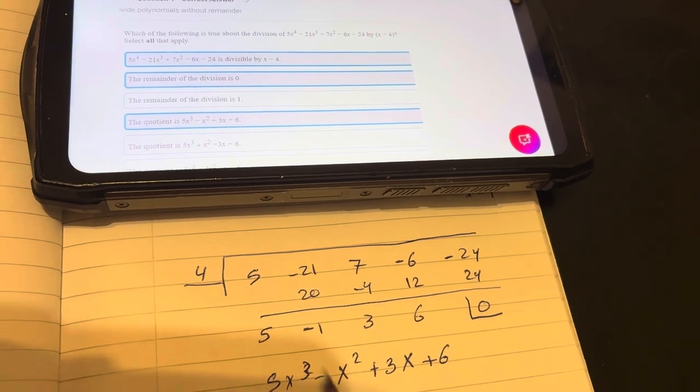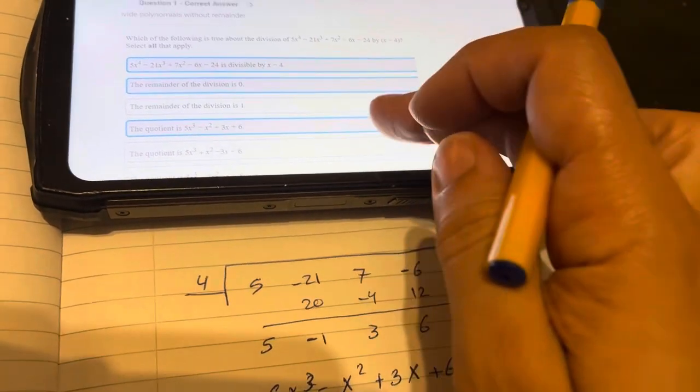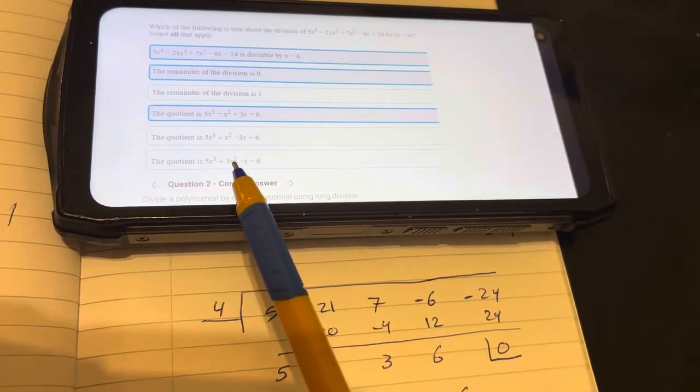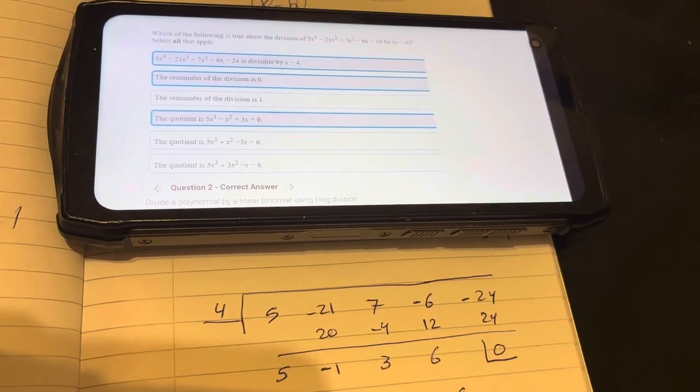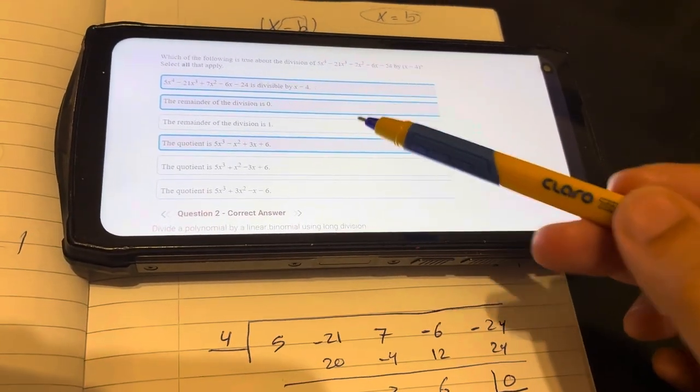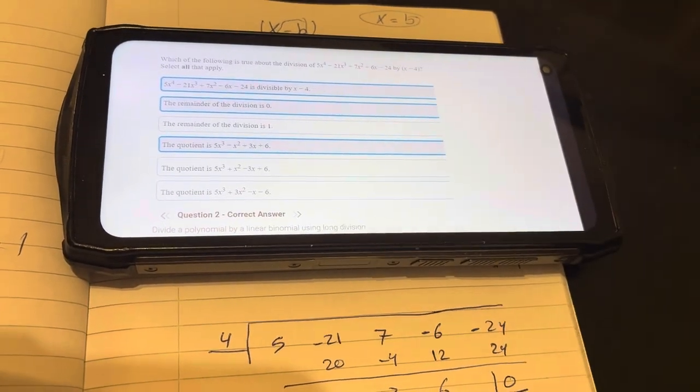This one is wrong because you have minus x squared. Here he put it positive. This one also is wrong because it's positive. So these three are the correct answers after solving this.